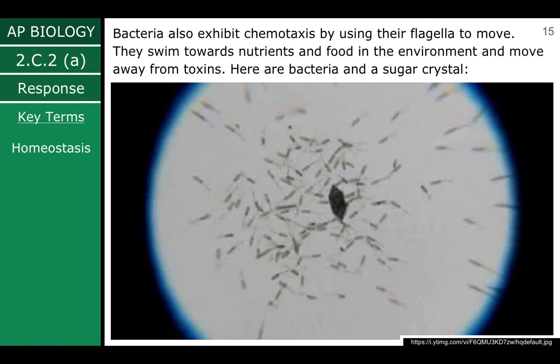Bacteria also exhibit chemotaxis by using their flagella, which is like that little tail-looking thing on the outside of the bacteria, to move. They swim towards nutrients and food in the environment and move away from toxins. Here are bacteria in a sugar crystal, so you can see them all moving towards that sugar crystal.